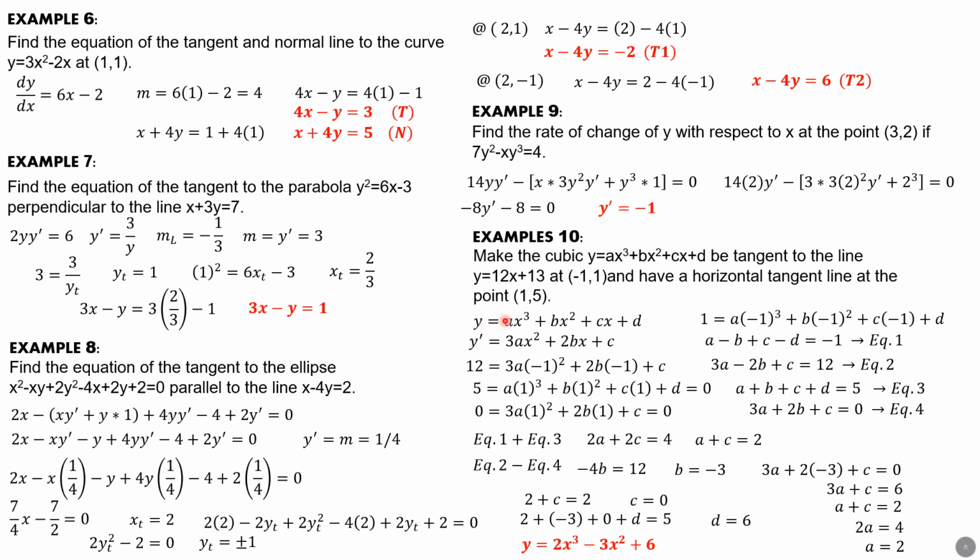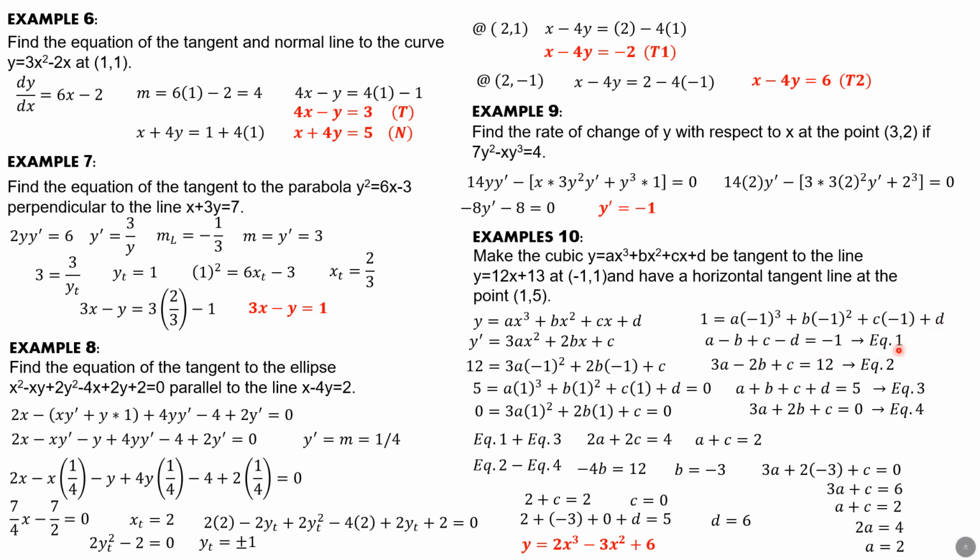So this is the original equation. The derivative y prime equals 3ax squared plus 2bx plus c. So at the point negative 1 comma 1, 1 equals a times negative 1 cubed plus b times negative 1 squared plus c times negative 1 plus d. Transposing all the right terms to the left and the left term to the right, a minus b plus c minus d equals negative 1.